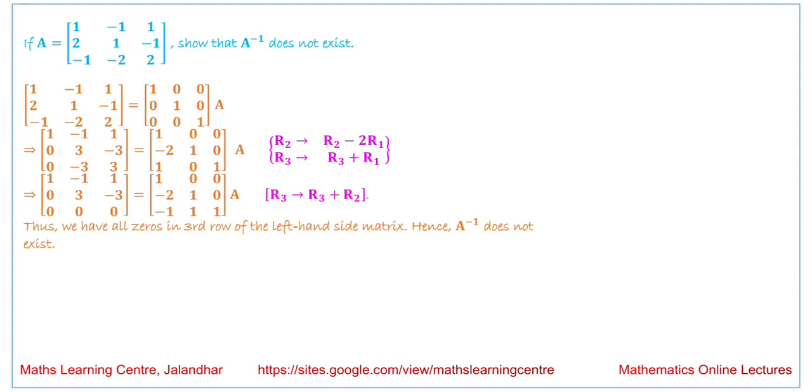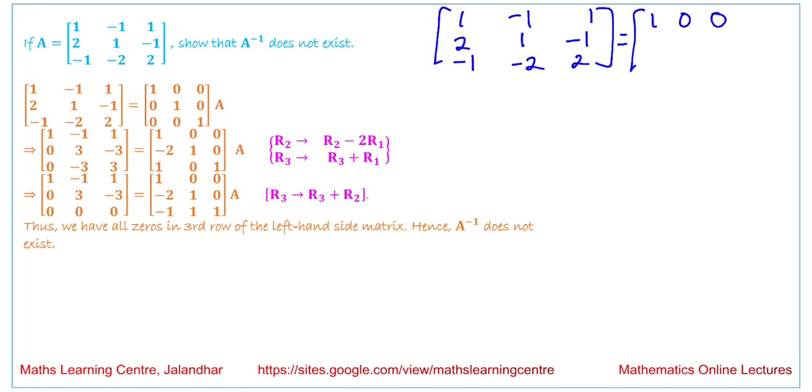Next is, if A is equal to this matrix, we have to show that A inverse does not exist. So we are applying the row operations over here. We are writing 1 minus 1 1, 2 1 minus 1, minus 1 minus 2 2. Suppose it is equal to 1 0 0, 0 1 0, 0 0 1 into A.